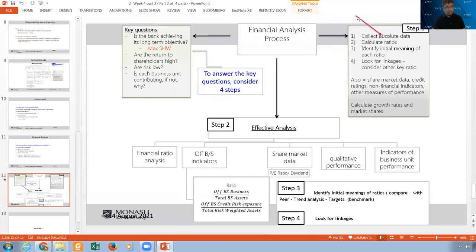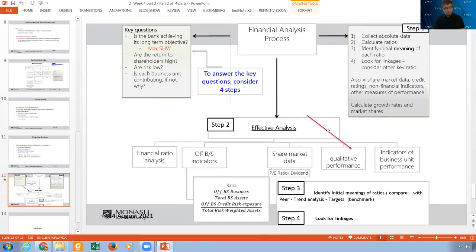So we start with this process. We have to collect absolute data, calculate ratios, identify the meaning of the ratios, and look at linkages. We also have to collect information about the share market data, credit rating, non-financial indicators, and other measures of performance, and calculate the growth rates and market shares. So this is the effective analysis. The financial ratios are a very tiny part. We have the balance sheet, the off-balance sheet, and then market data and qualitative indicators of business unit performance.